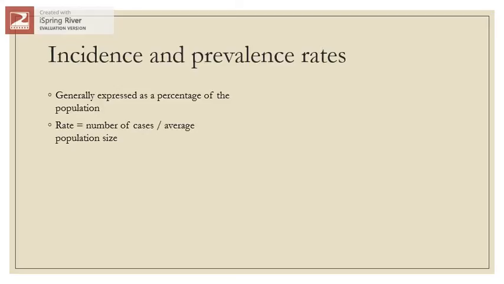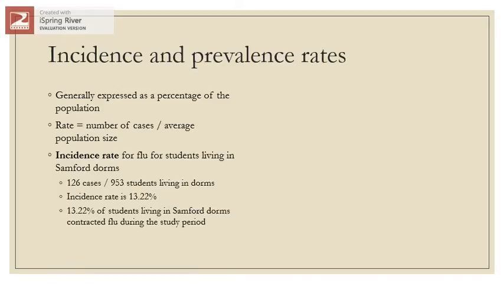We can also report things in rates, incidence rates and prevalence rates. These are typically expressed as a percentage of the population. So remember, the rate has a time component. So for instance, the number of cases divided by the average population size. So an incidence rate for flu for students living in the Samford dorms.